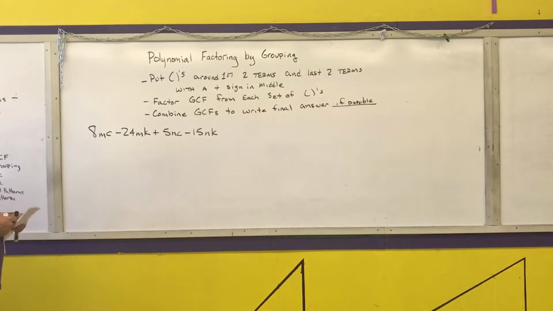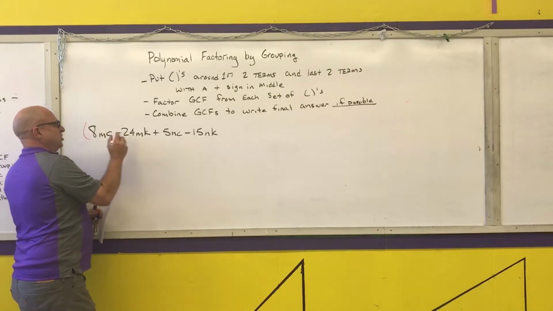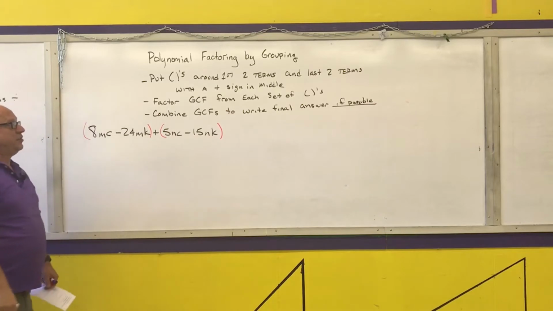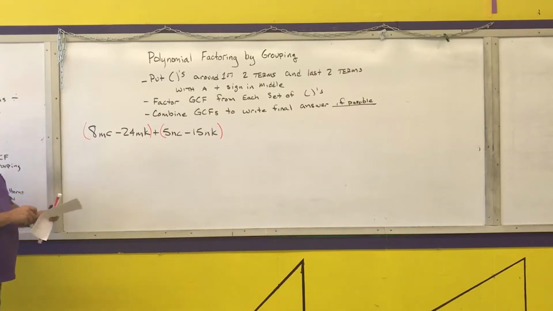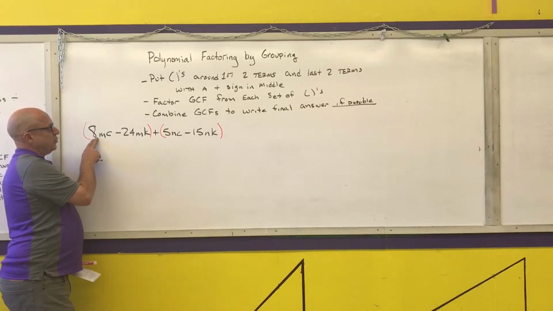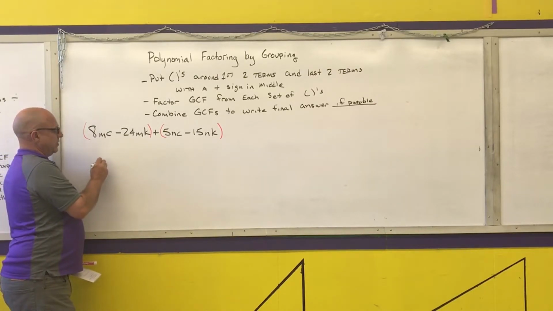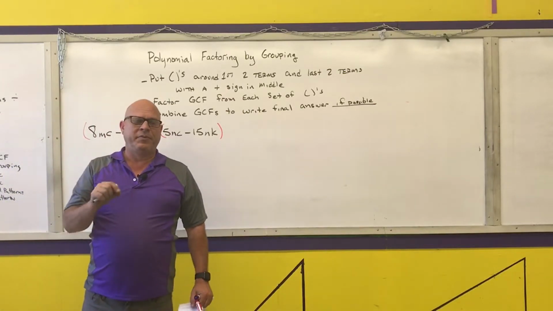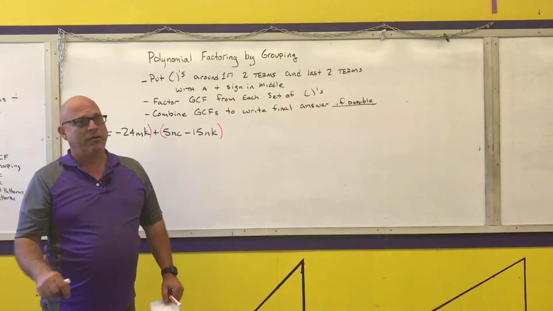Step 1, parentheses around the first 2, parentheses around the last 2, plus sign in between the 2. Step 2, factor the greatest common factor out of each set of parentheses. Biggest number in common between 8 and 24 is 8. Then I write down each variable that appears in every term to its lowest power.